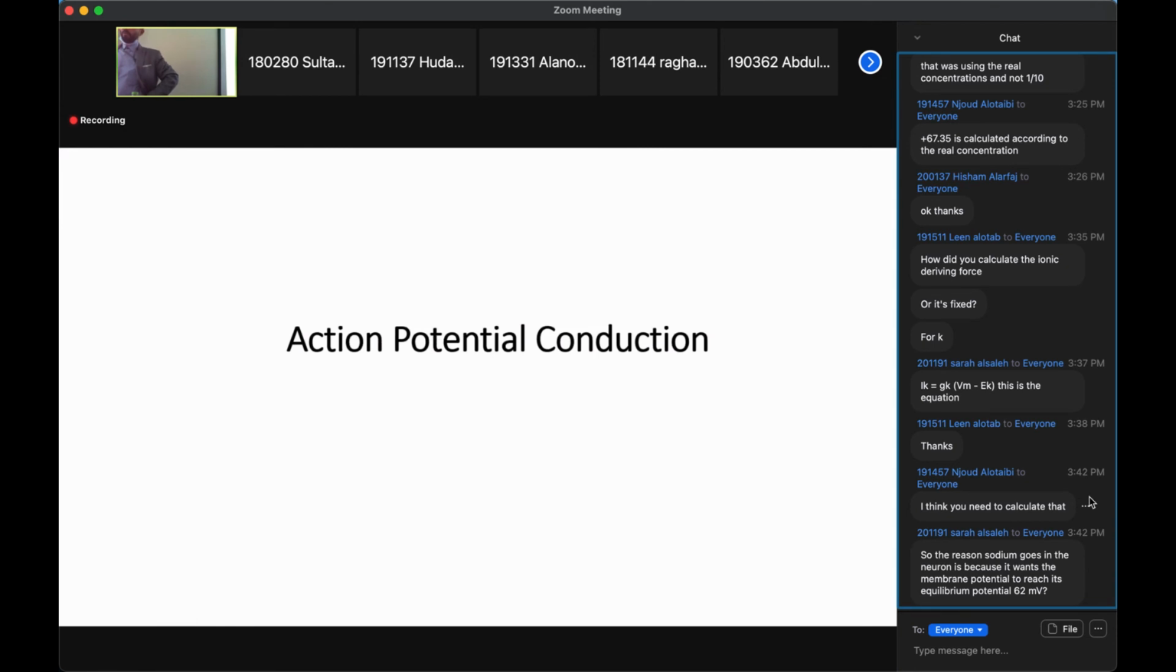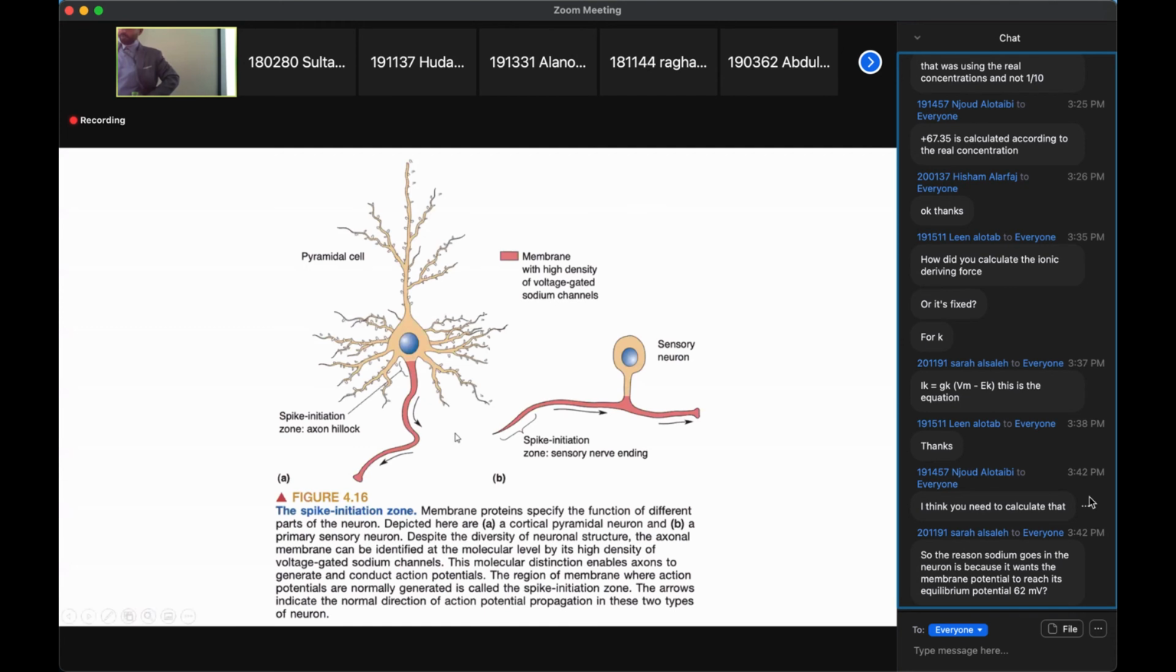Okay, so now let's talk about action potential conduction. Any questions so far on the ionic basis of the resting or the action potential? Questions? Okay. So let's talk about conduction of the action potential.